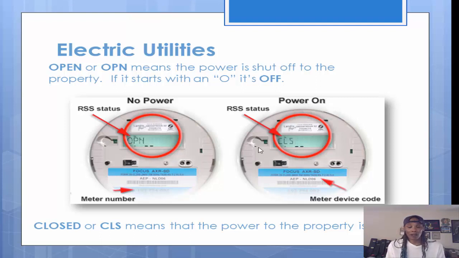Meaning if it starts with an O, that means it's off. So even if you can't see the PN, OPN means it's open or off. And when you see CLS, it means closed. That means the power to the property is on. When I first started trying to learn and read digital meters, I actually thought it was the opposite way. But honestly, this is totally opposite than what I thought. Open means that it's off, and closed means that it's on.